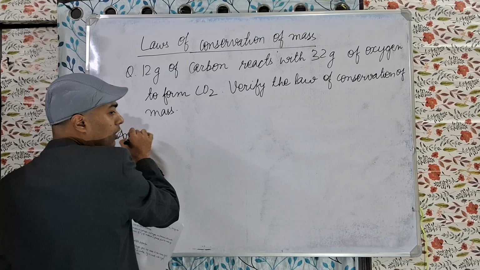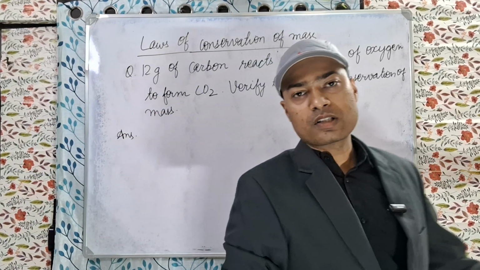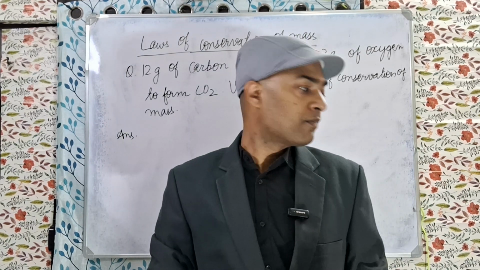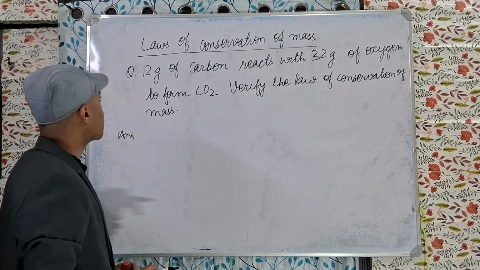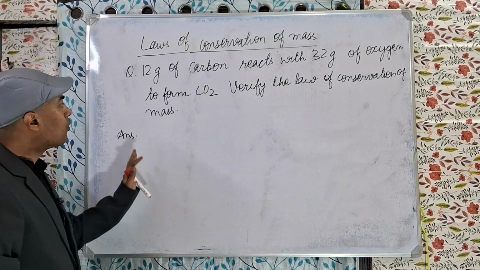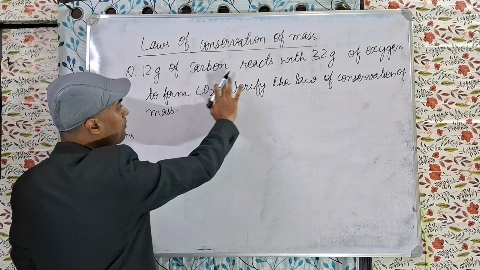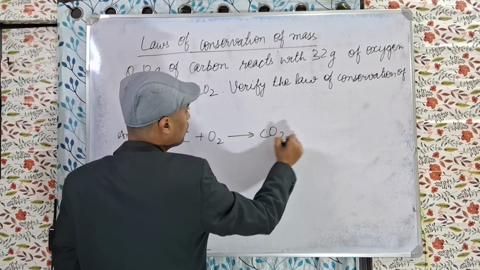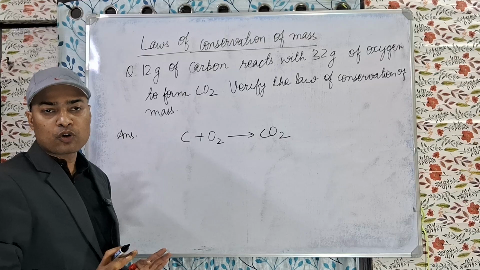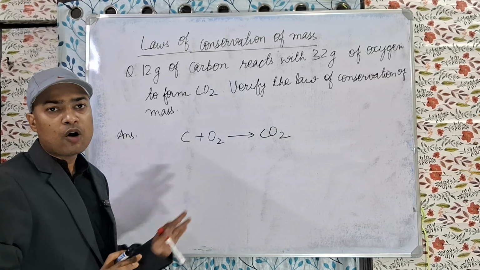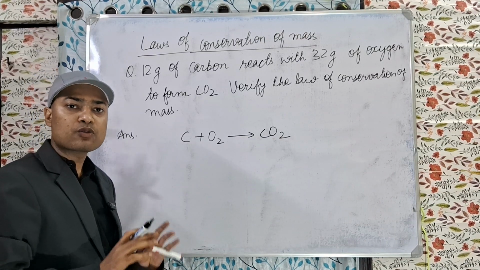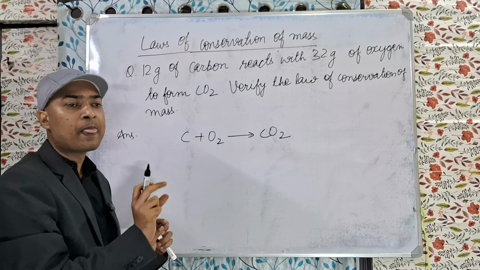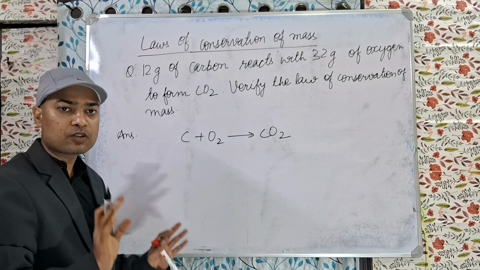Okay, so you can pause it and do it yourself, and you can also write it in the comment section of the YouTube. Okay, so let us do it together. Now, carbon reacts with oxygen, so C plus O2 is giving you CO2. So first of all, whenever you solve a question of chemistry, if at all there is possibility of any reaction, then kindly write the chemical reaction first. That is going to help you a lot.